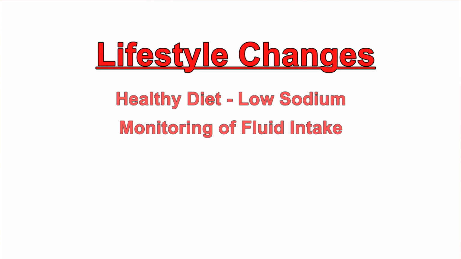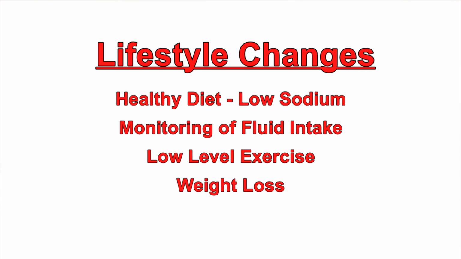Lifestyle changes, such as a low-sodium diet and monitoring of fluid intake, can lower blood volume, indirectly reducing pressure. Activity changes, such as low exertion exercise and weight loss, can directly decrease one's blood pressure. Multiple medications are used in the treatment of pulmonary hypertension.